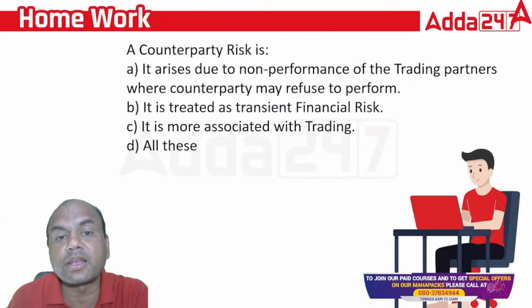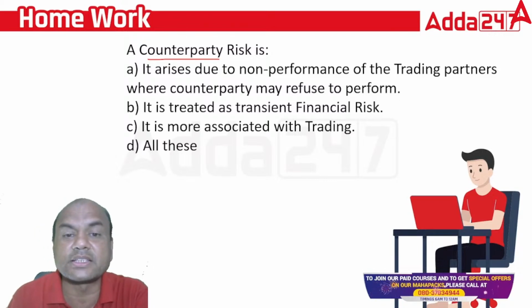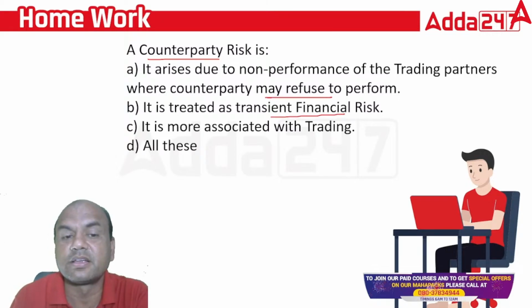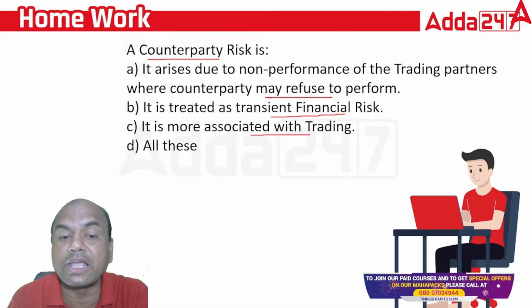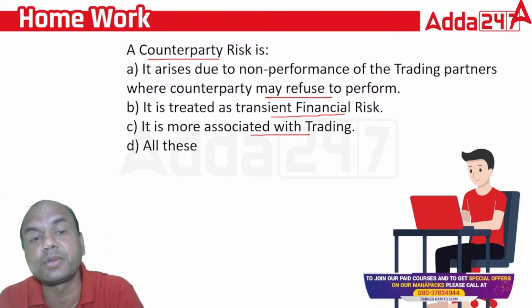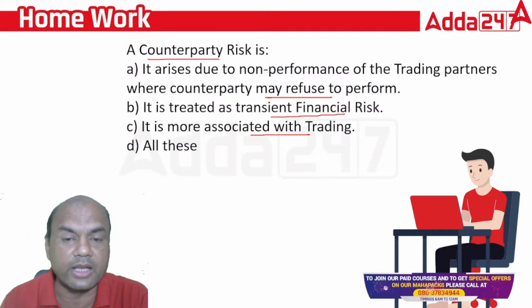Now one for your homework. What is a counterparty risk? Study that. I have taken this earlier, but study it again. It arises due to non-performance of the trading partners, where the counterparty may refuse to perform. It is treated as a transient financial risk. It is more associated with trading. It's your call now. You have to give me the answer. Type in the comment section if you know it, or tomorrow I'll tell you the answer.